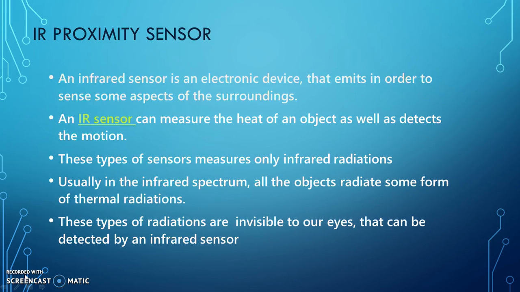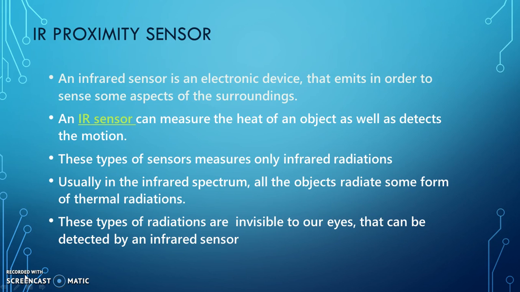IR proximity sensor. An infrared sensor is an electronic device that emits infrared light in order to sense some aspects of the surroundings. An infrared sensor measures the IR light that is transmitted in the environment by an IR LED to find objects. This type of sensor is very popular in navigation for object avoidance, distance measurement and line following applications.